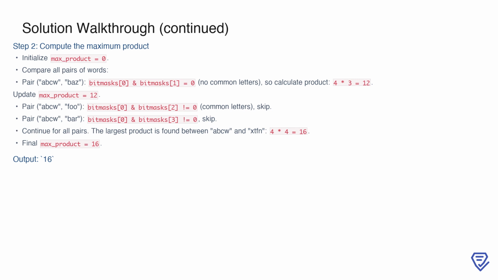However, abq and foo share common letters, so we skip their product. After evaluating all pairs, the largest product is found between abq and xtfn, both of length 4, with a product of 16. Thus, the final result is 16.